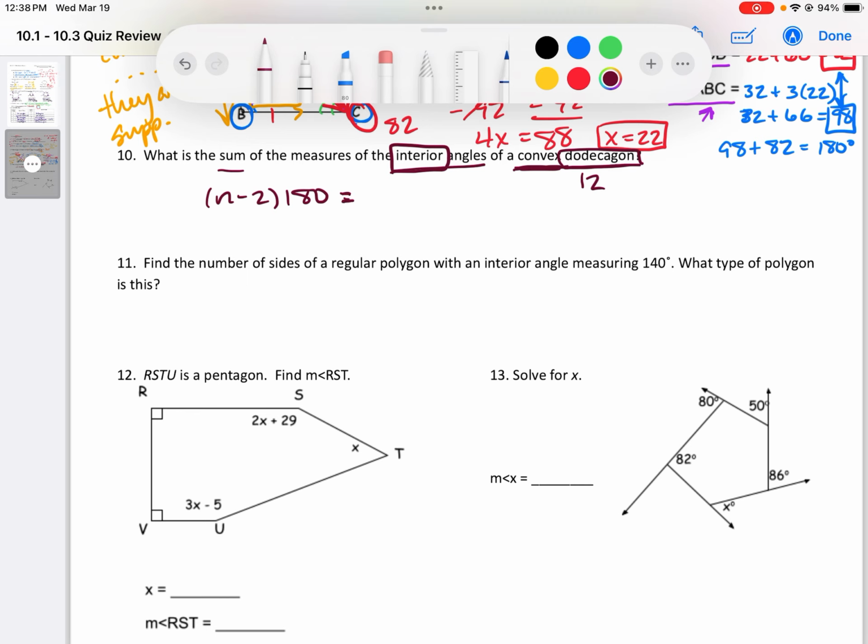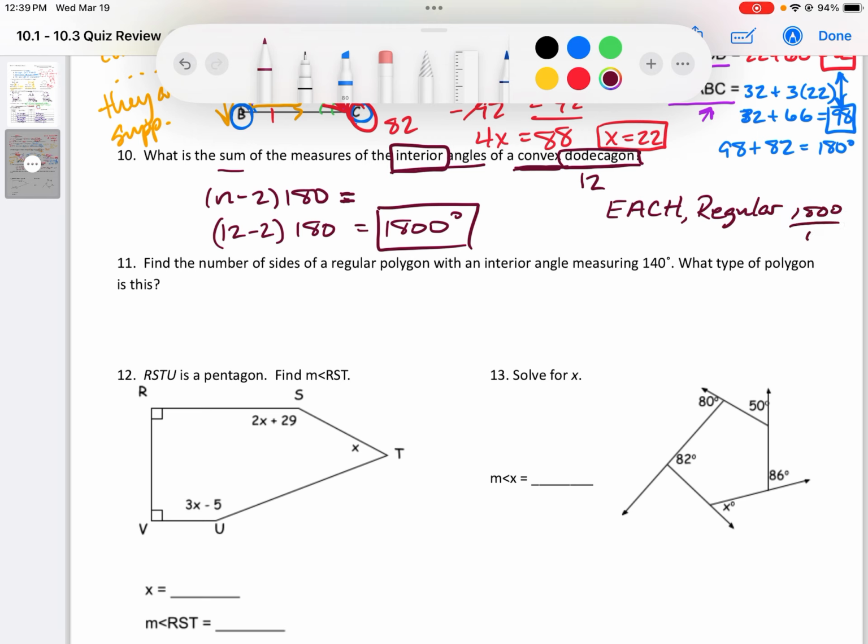Here's the formula, like I had it. You don't have to divide. It's the sum. So 12 minus 2 times 180, which is 1800. Now, what I was doing accidentally was doing each angle. If there was each and they were regular, meaning they were all the same, then you would do 1800 divided by 12, and that would give you 150 degrees. But that's not what the question was asking for, so that's bonus.